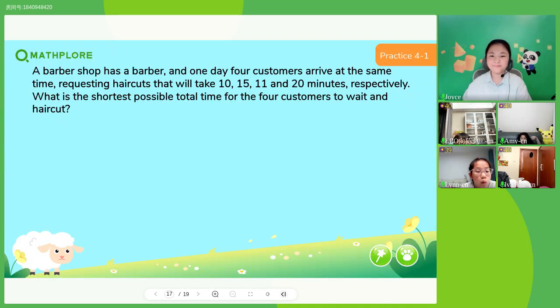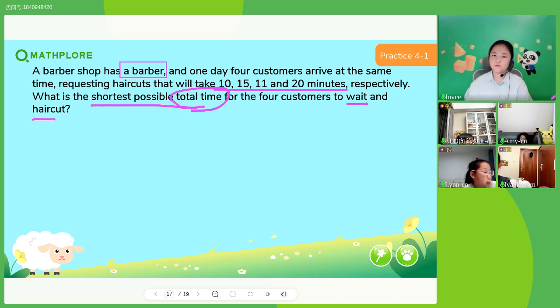Let's see the first one. Listen. A barber shop has a barber, only one barber here. And one day, 4 customers arrive at the same time, requesting the haircuts, and that will take 10, 15, 11, and 20 minutes respectively. What is the shortest possible total time for the 4 customers to wait and the haircut? Wow, the total time is including the waiting time and the hair cutting time, right?